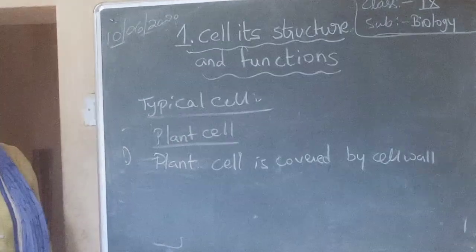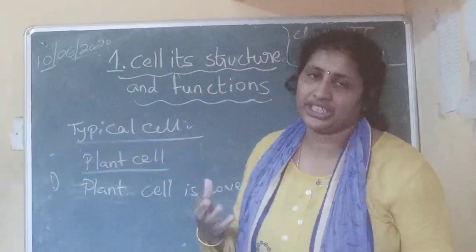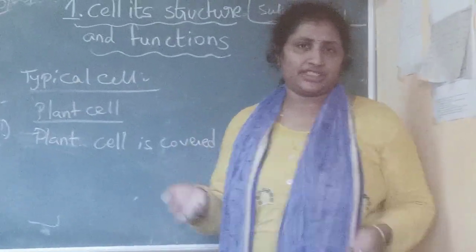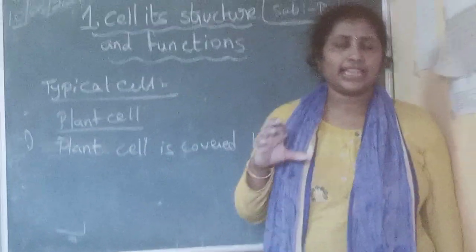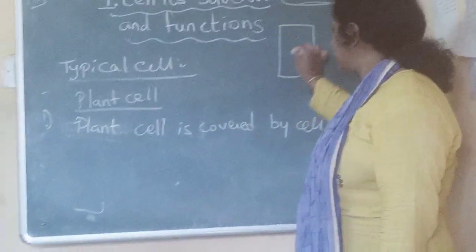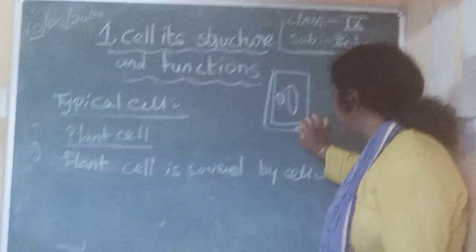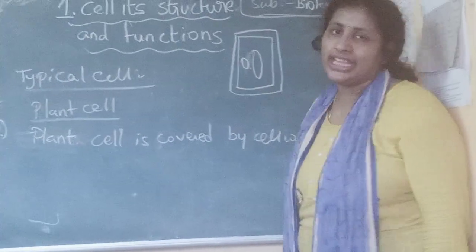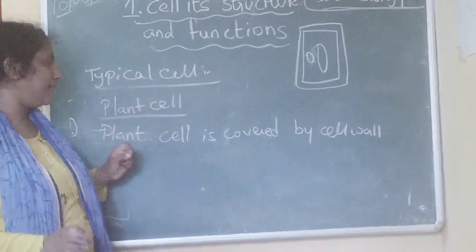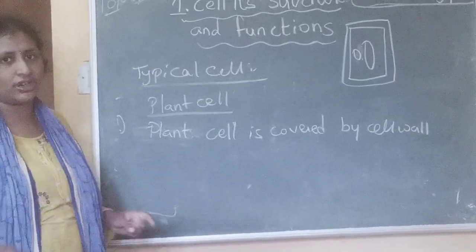Animal cells do not have a cell wall. Plant cells have a cell wall to withstand the pressure of water. Some internal pressure will be there. So to withstand that turgor pressure, plants have a cell wall. This is a cell. So on the outside they will have a rigid, tough cell wall. This cell wall is absent in the animal cell. A very important point: the difference between plant and animal cells is that plant cells have a cell wall and animal cells do not have a cell wall.